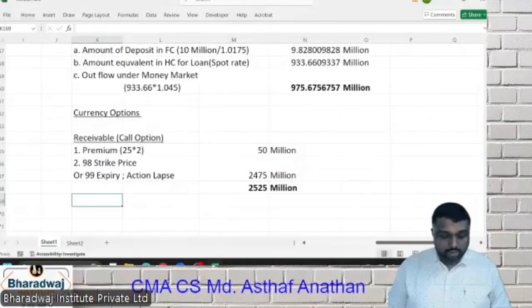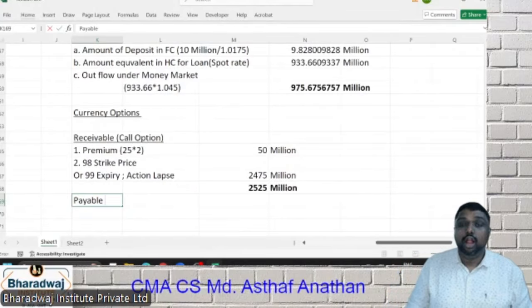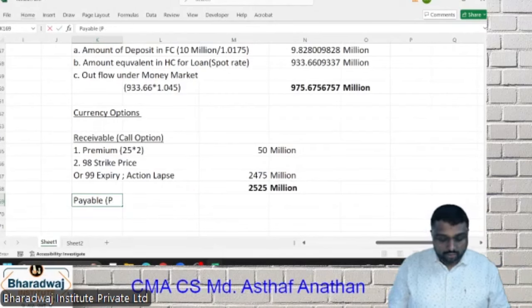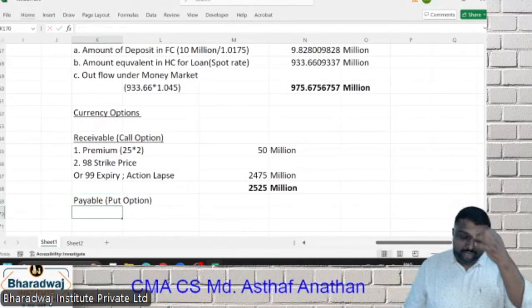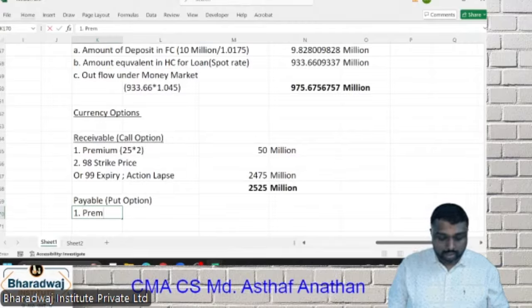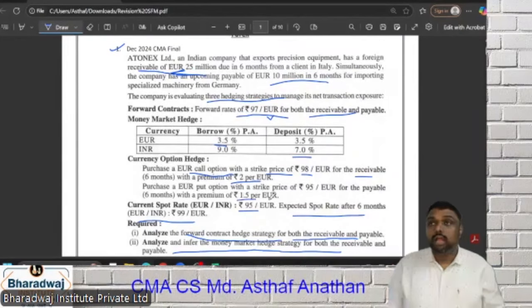Now we have to go for what? Payable. Payable, we will think. Payable we discussed earlier: lower the outflow, better the option. So we go with what? Put option. So what is the first case? First case we will go for premium. So you have 10 million only. For every 1 million, you have to pay 1.5.